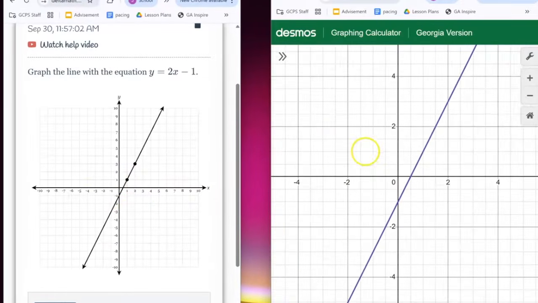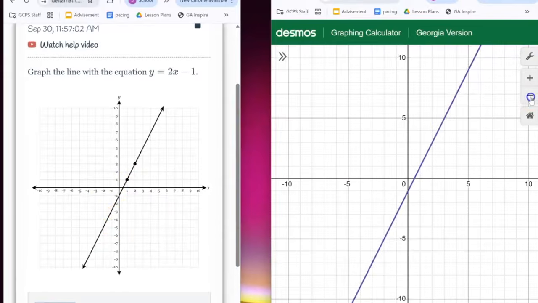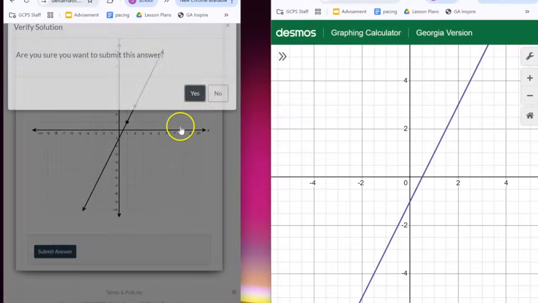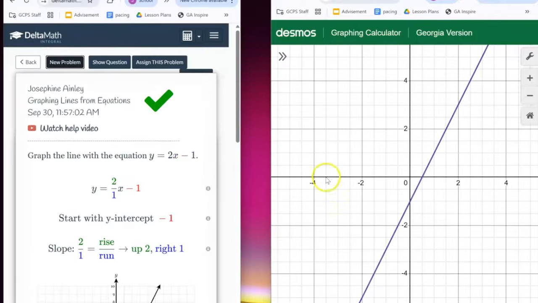Once you're sure that it looks the same, and again, you can just minus here, plus here, or you can do what I'm doing, which is Control minus, Control plus. Once you're sure it looks the same, then you can go ahead and submit. Please do not submit without looking at the entirety of the shape.